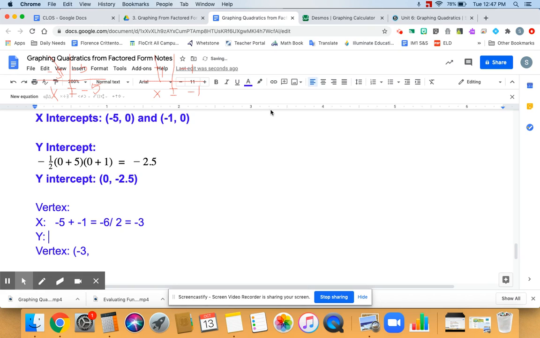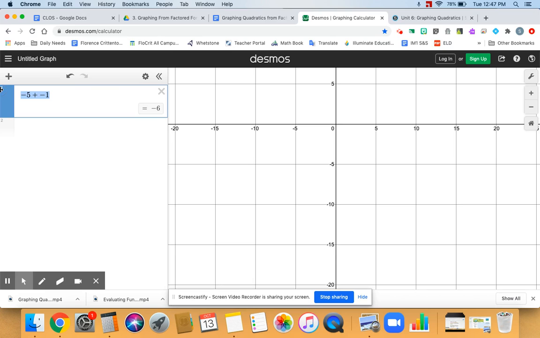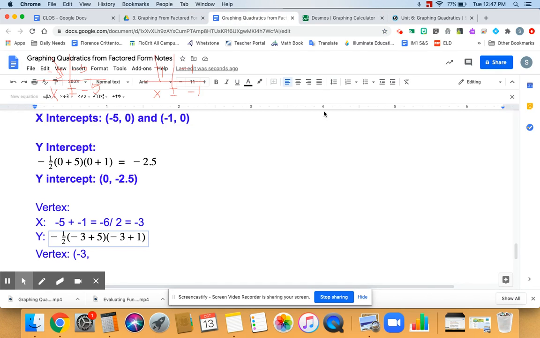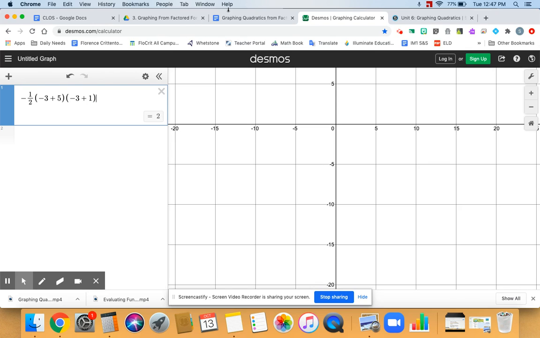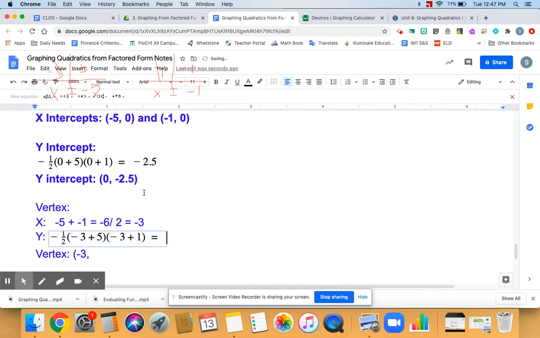Then to find my y value, I take the equation and plug in that -3 to both the x's. So if I do that in the calculator, -1/2, and then put -3 plus the 5, and then -3 plus the 1. Because these were x's and I'm plugging -3 into both of my x's in my equation here. And I get out the answer of 2. So it's going to all equal 2. So that's the y of my vertex.